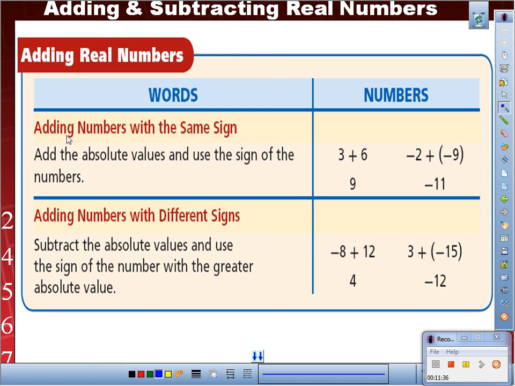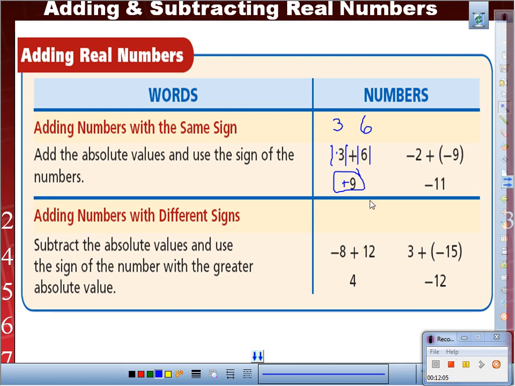Here it goes. To add numbers with the same sign, I'm going to start with the absolute value of 3. What is the absolute value of 3? 3. What is the absolute value of 6? 6. Since they are the same sign, I add these two absolute values. 3 plus 6 is 9. What symbol was the original number for these two? Positive. That's why this stays as positive 9. Let me use the absolute value for this one. What is the absolute value of negative 2? 2. Absolute value negative 9. Since they're the same sign, I add these. 9 plus 2 is 11. However, what was the original sign for both of these? Negative. That's why it remains a negative.